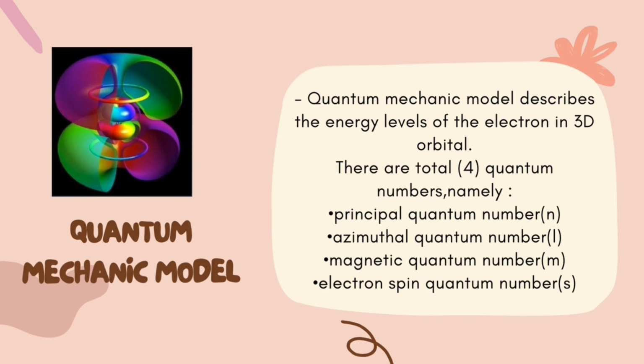And now, on to the quantum mechanics model. In other words, it's going to be our current model of what an atom looks like. The quantum mechanics model describes the energy level of the electron in three-dimensional space, or orbital. Four numbers called quantum numbers were introduced to describe the characteristics of electrons and their orbitals: the principal quantum number, azimuthal quantum number, magnetic quantum number, and electron spin quantum number.